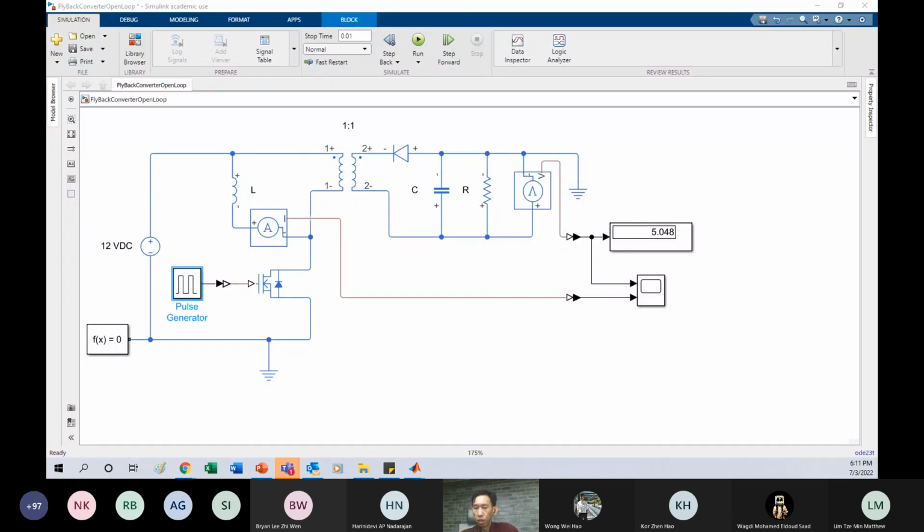How to control a subsystem? You don't need to control, you just need to fit in the value. Unless you create a mask.